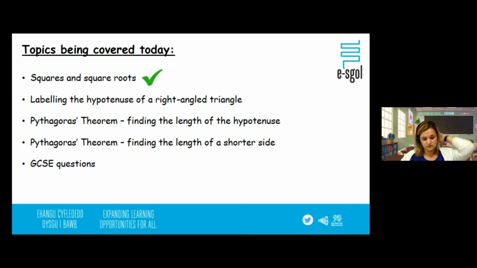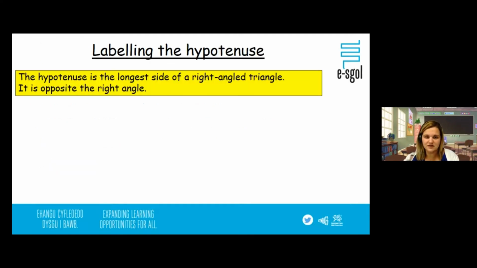I'm going to show you some labelling now. Pythagoras theorem is to do with a right angle triangle. It can only find the length of a side. It's not going to be able to find an angle, and you won't be able to use an angle in it. We're looking at lengths of sides, and to be able to do that, we have to be able to label the sides of a triangle. The hypotenuse is the longest side of a right angle triangle, and it is opposite the right angle.